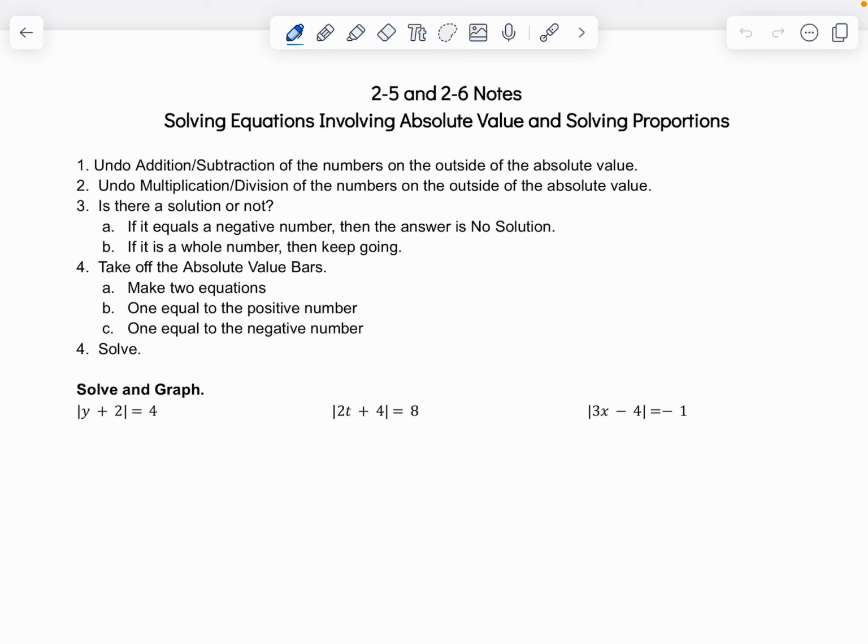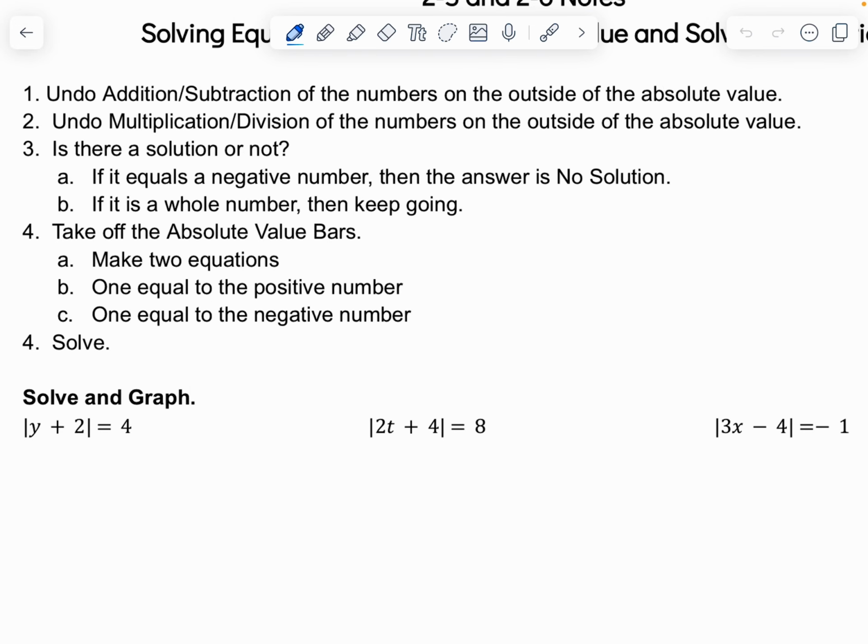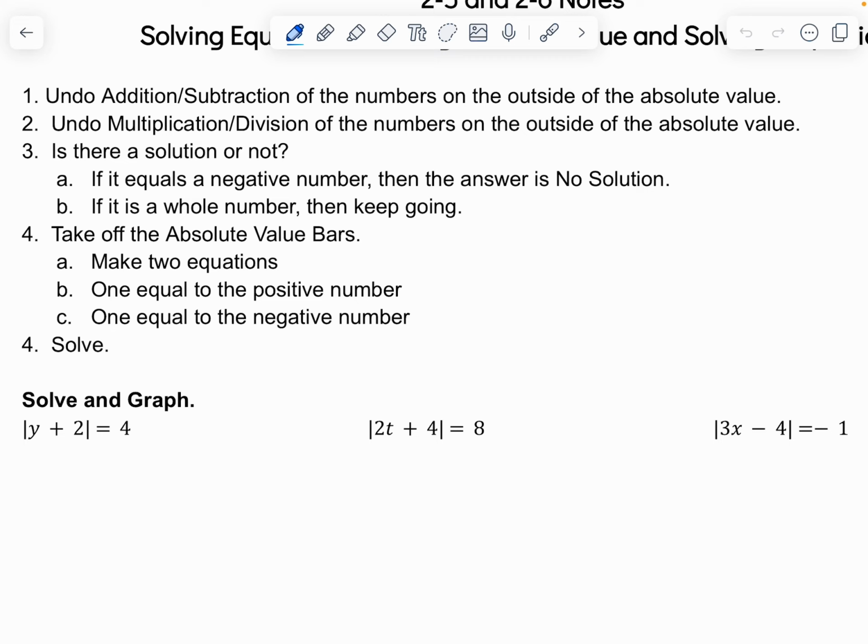We're going to start with 2-5, solving equations involving absolute value. So let's look at this. The whole point is to get the absolute value bars all by themselves. So you have to undo addition or subtraction of the numbers that are on the outside of the absolute value first, and then undo the multiplication and division of the things on the outside of the absolute values.